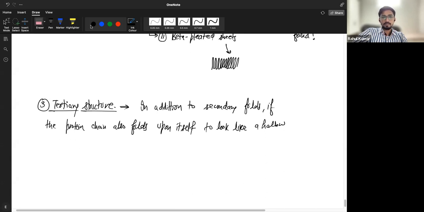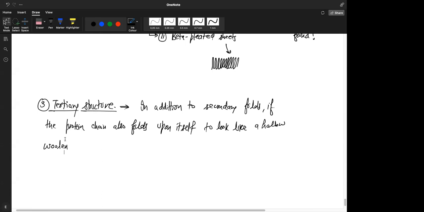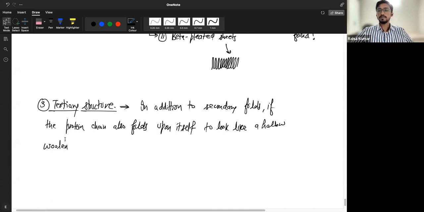Woolen has just one single L. You must have seen balls of wool, right? Woolen balls, which grandmothers used to knit sweaters. Or mothers also. It's not like only grandmothers can knit. But woolen balls are not hollow from inside. Inside also there is wool. Now imagine a woolen ball which is hollow from inside. There's nothing inside. It's just folded upon itself to give a spherical structure. So that will be the tertiary protein. Hollow woolen ball. Then this is the tertiary structure.